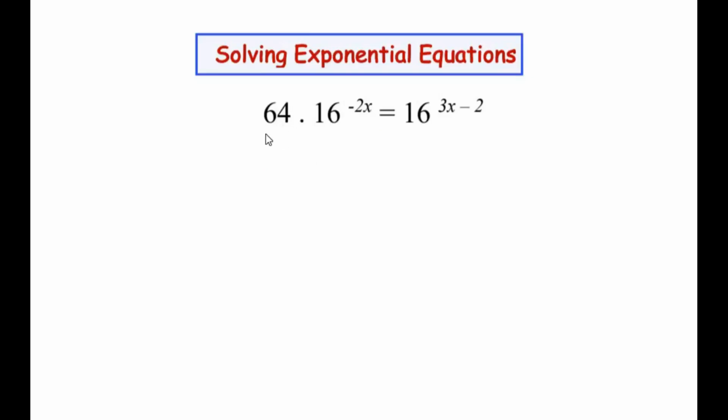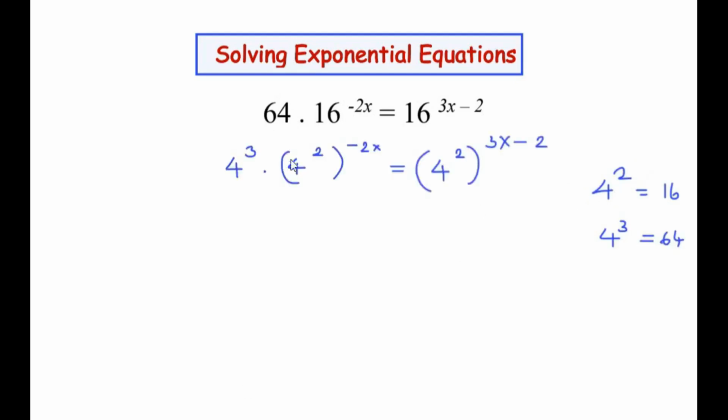Now here we need to get 64 and 16 in terms of a common base. We know that 4 to the power of 2 is 16 and 4 to the power of 3 is 64. So we are going to replace 64 and 16 in terms of powers of 4 and write 64 as 4 to the power of 3, times 16 written as 4 squared, to the power of negative 2x, is equal to, again 16 written as 4 squared, to the power of 3x minus 2. Now let us simplify this.